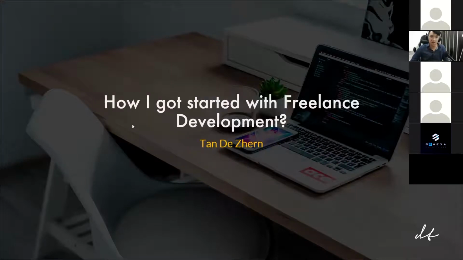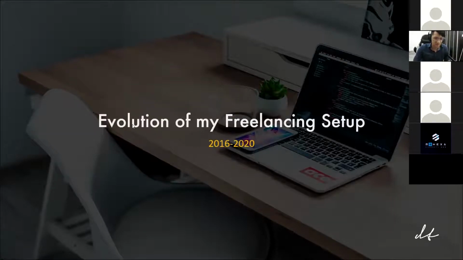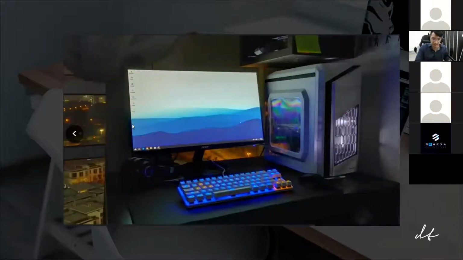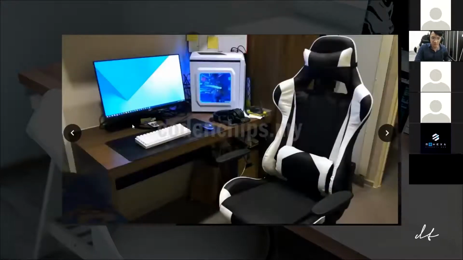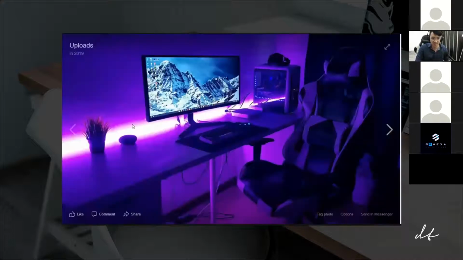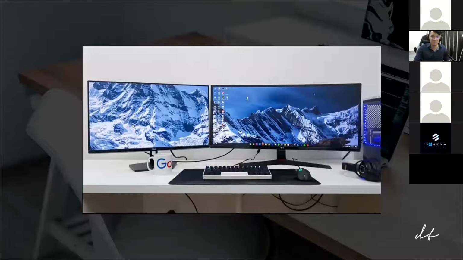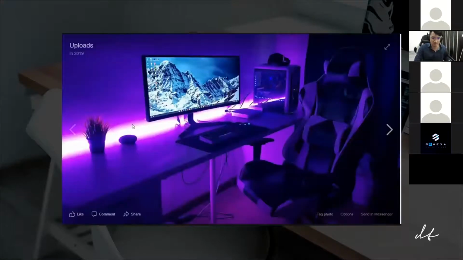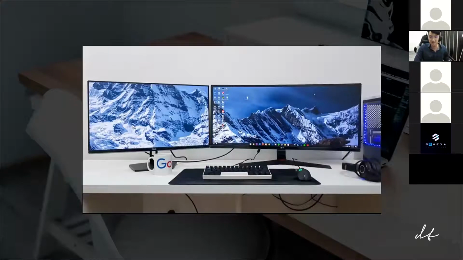Okay, so now we are moving on to the next section of the talk today, which is how to get started with freelance development. Before I start, let me just share with you how my freelance setup looked throughout the years. This is how it started in the beginning. Bought my first desktop, then it evolved to this, and it evolved again. And here's the final form. Crazy, right? So yeah, I got to buy all this because of freelance development.